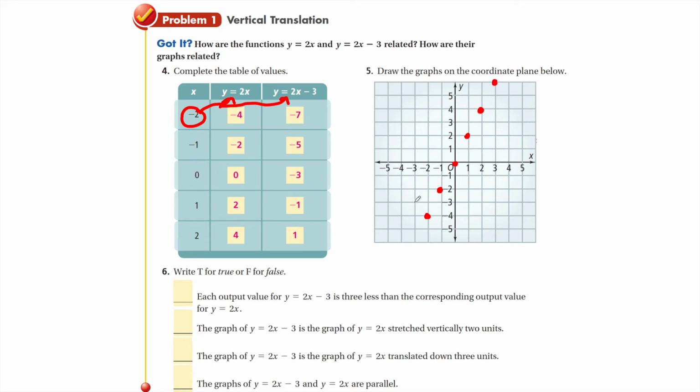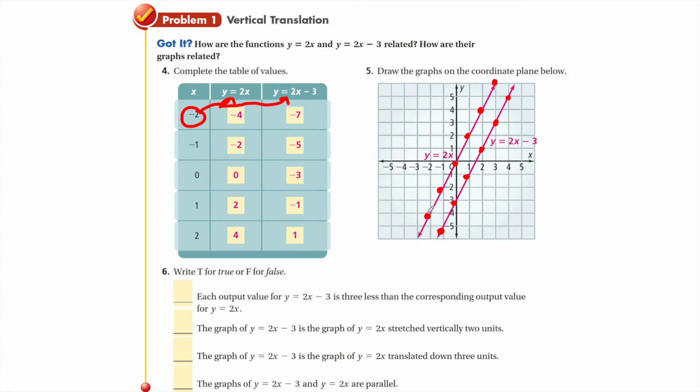For the other one, we can start with the negative 5. We have negative 1 goes down to negative 5. We have 0 is going to be negative 3, and so on and so forth, matching each and every point, going upward in this pattern. And you'll get a graph that looks like this, where the top one is the 2x and the bottom one is the 2x minus 3.